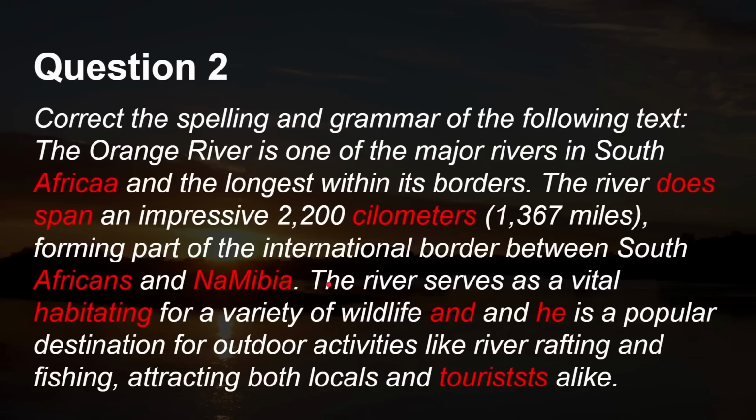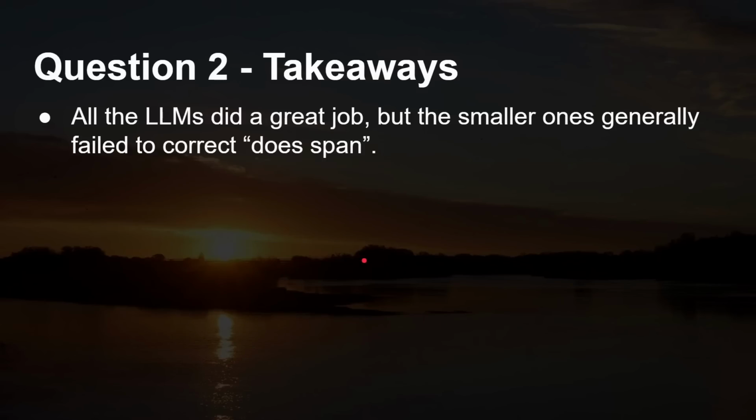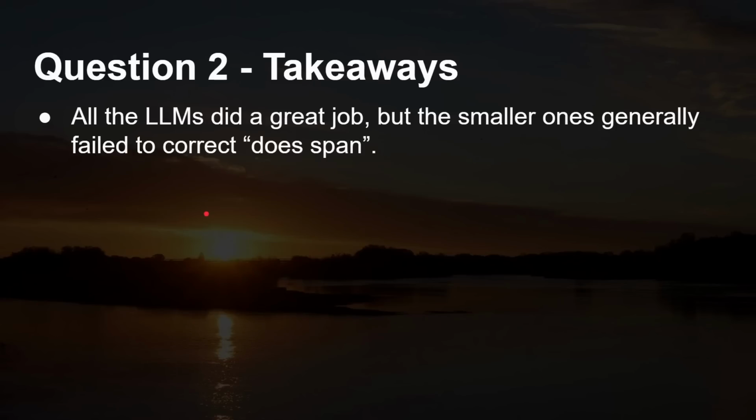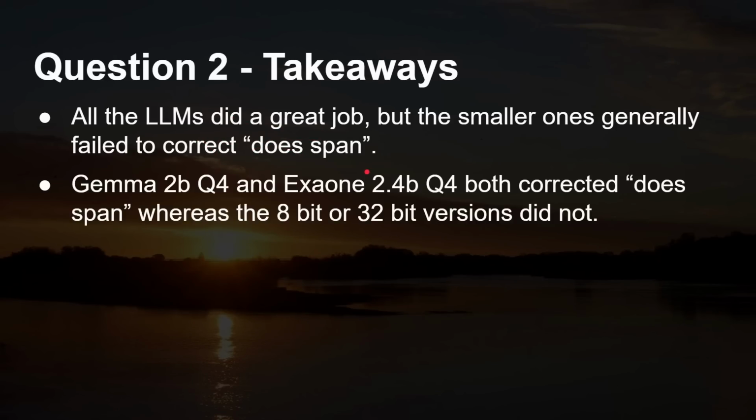Next question: correct the following spelling. All the words there in red have got some kind of mistake in them, kilometers with a C rather than a K, and so on. Now, all the LLMs did a great job, but the smaller ones generally failed to correct "does span". So if we go back here, you can see "the river does span an impressive"; "the river spans" would be the correct way to do it. So the smaller LLMs often failed that one thing, but the rest of the stuff they got right.